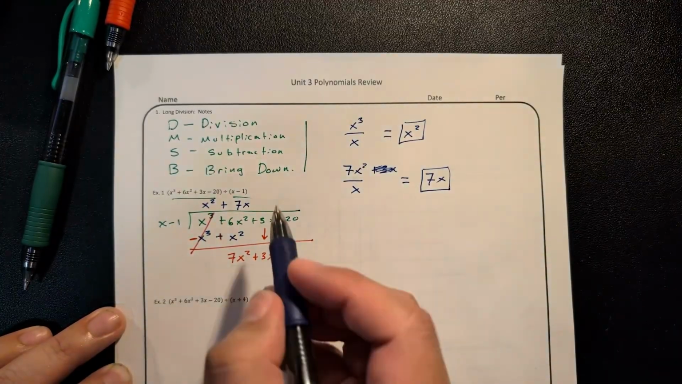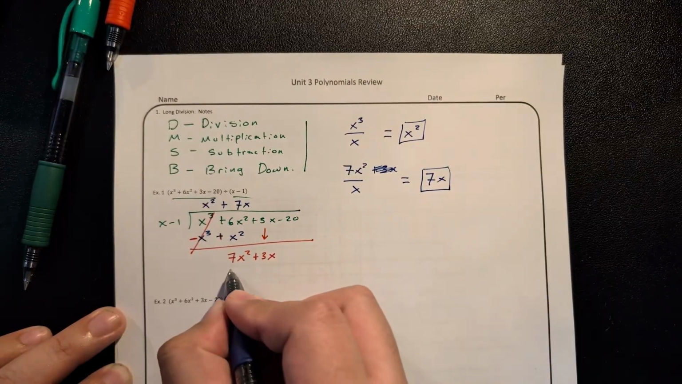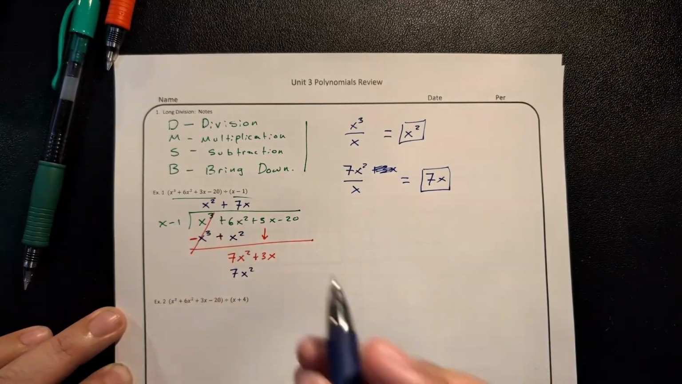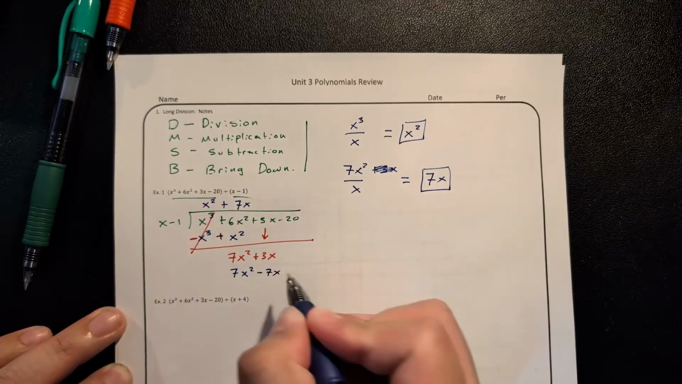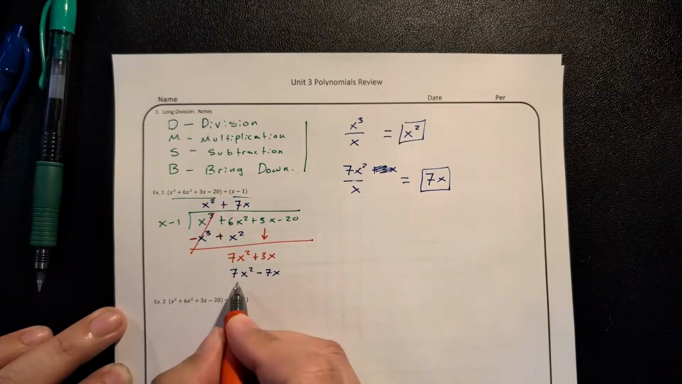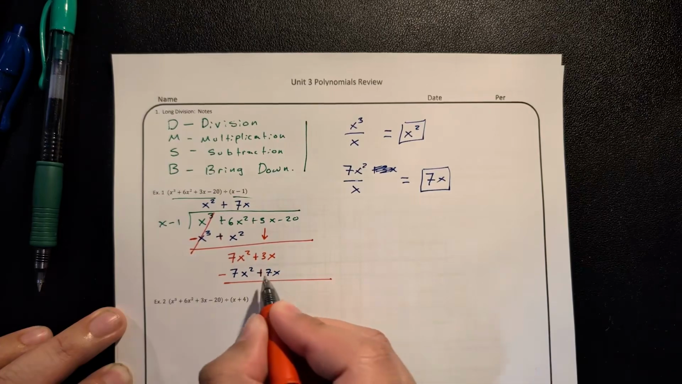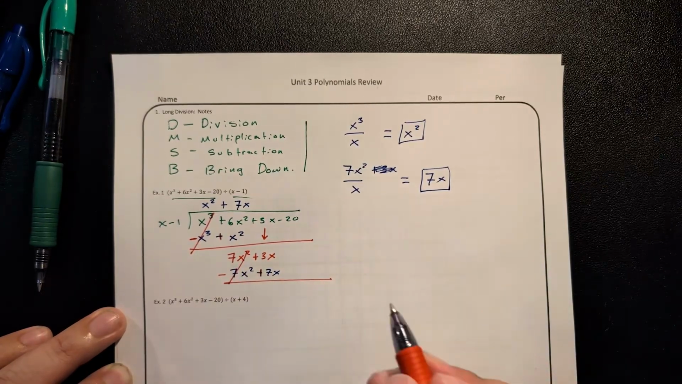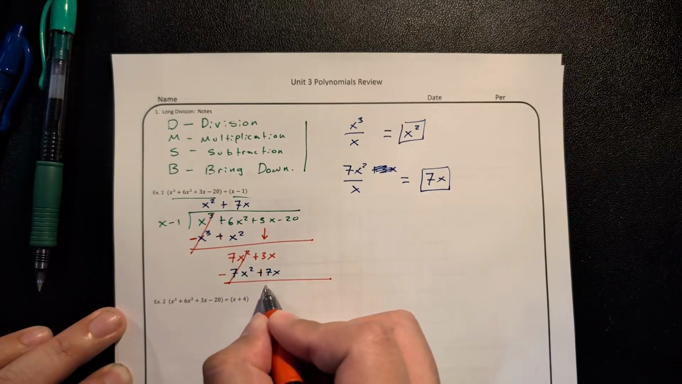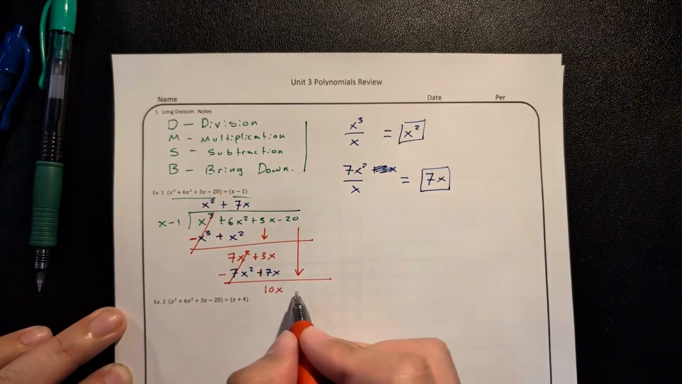All right, next, 7x times x gives us 7x squared. 7x times negative 1 gives us negative 7x. Okay, and we're done with multiplication. Now we're gonna do subtraction. So again, flip the signs and add straight down. These cancel out. These will always cancel out. And then we add these, we get 10x. And we bring down this negative 20.